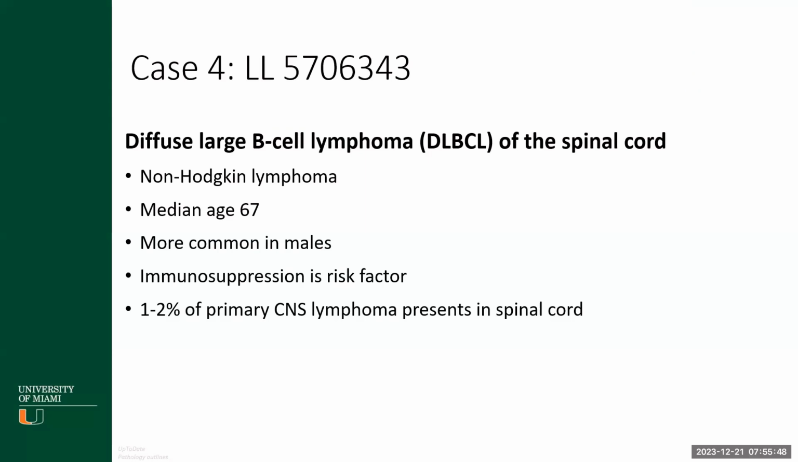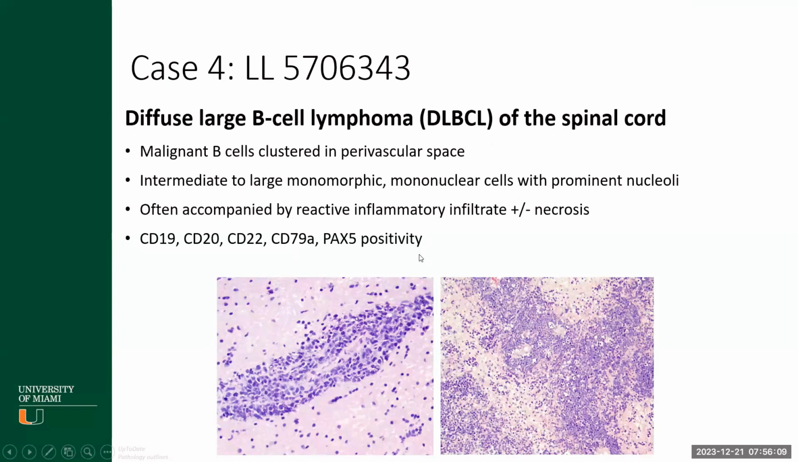So yeah, diffuse large B-cell lymphoma of the spinal cord. Let's assume that this is what it ultimately was, a non-Hodgkin lymphoma. Mean age 67, more common in males, so this gentleman's kind of in that range. Immunosuppression is a risk factor, and 1 to 2% of primary CNS lymphomas present in the spinal cord. So something to keep in mind. The CD19, CD20 positivity and PAX5 positivity are something to be aware of in terms of the pathology markers. You can see the normal pathological characterizations that Dr. Goltek had discussed as well.